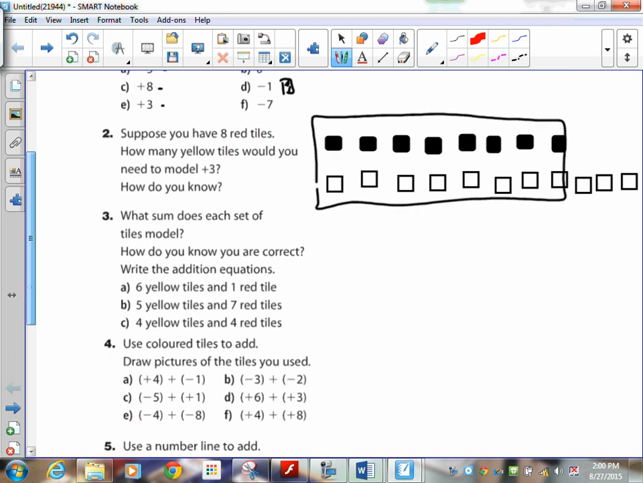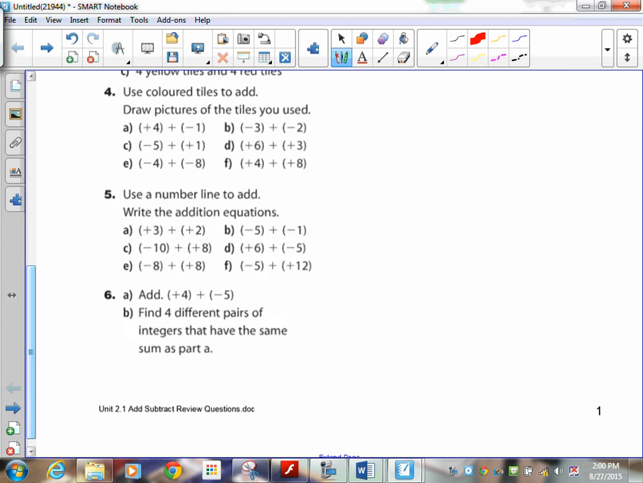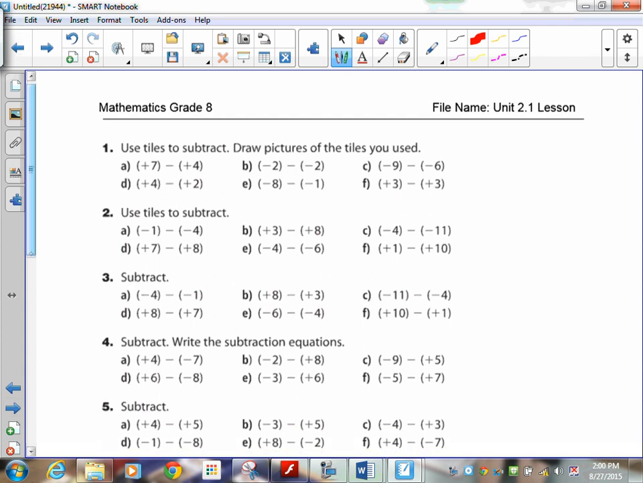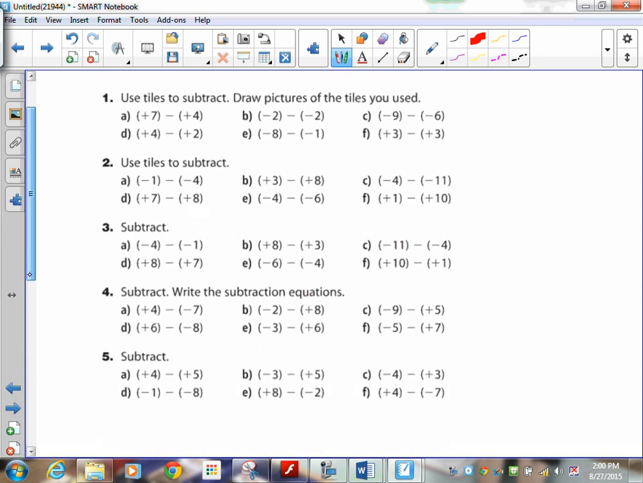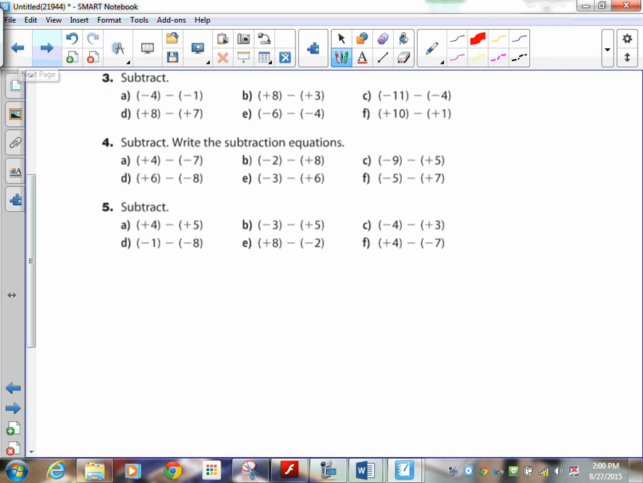So you could go through these and do the assignments. If you have any questions, you come and talk to me, and I could help you. But you can see a lot of questions here that you have to draw the tiles out to make sure you understand this, okay?